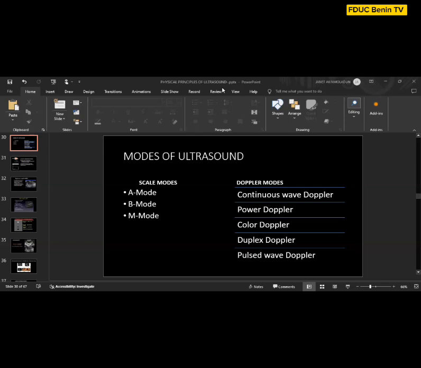Most of the probes that we have are multi-frequency. For example, the curvilinear, some of them can be from 1 to 6, some from 2 to 5. So on the ultrasound machine, there's a way to adjust. If you want to use a higher frequency, there's a way to adjust the probe to a higher frequency, and there's a way to adjust it to a lower frequency.